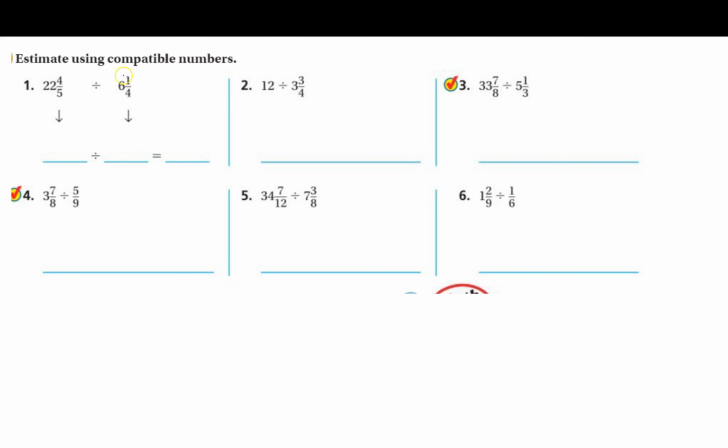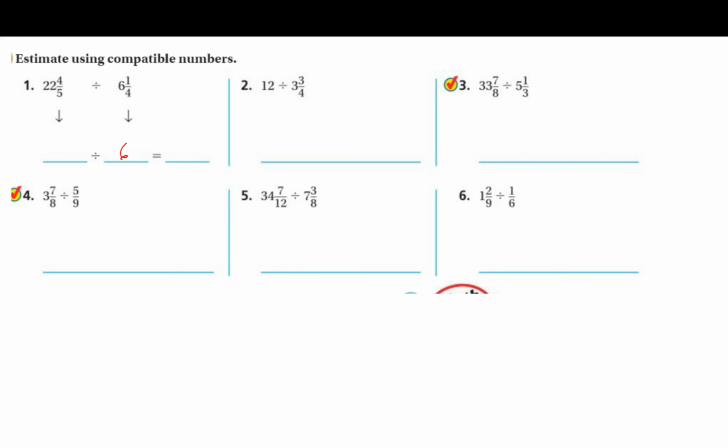Okay, so usually I'm gonna look at the second number here first and say, okay, what is 6 and 1/4? 6 and 1/4 is about 6. Now, once I've decided that, I want this number to be compatible with 6. So I'm gonna think of multiples of 6. Again, my hand is your hand, so you should be writing this.